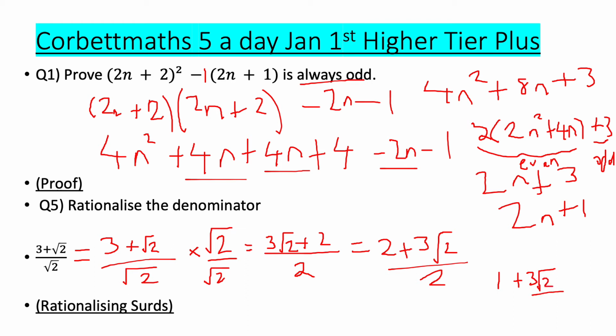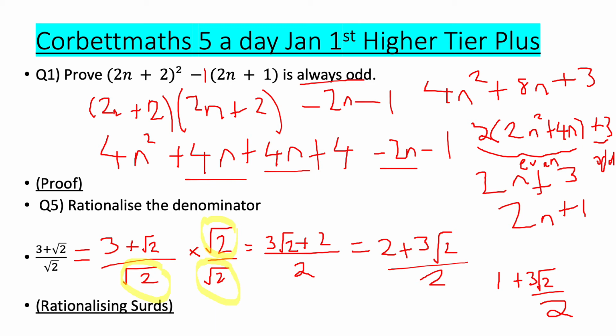And now that is rationalized because there is not a root 2 on my denominator. So therefore it is rationalized. So it's always multiplied by essentially the same as the bottom of this root here, if that makes sense. So whatever that root is, I'm going to times it by that same root again over the same root. Okay, so times it by root 2.